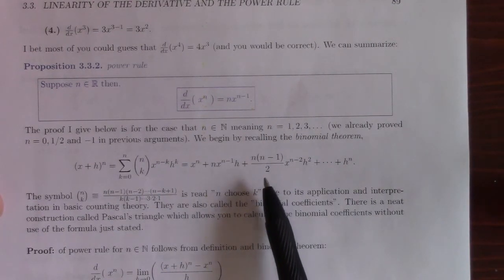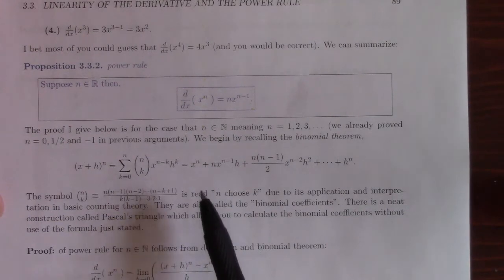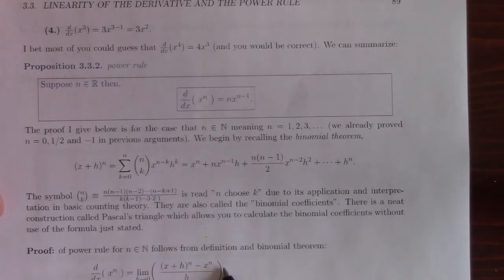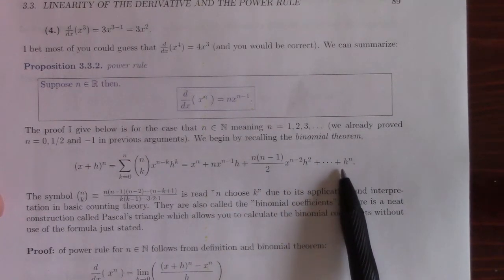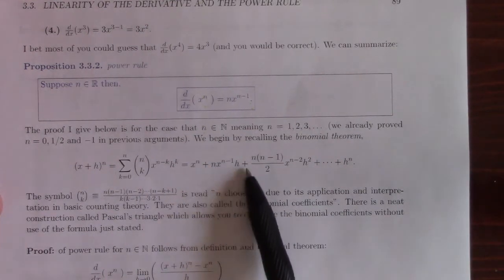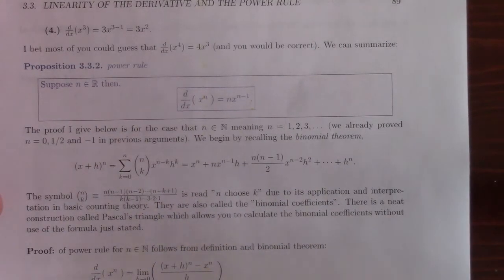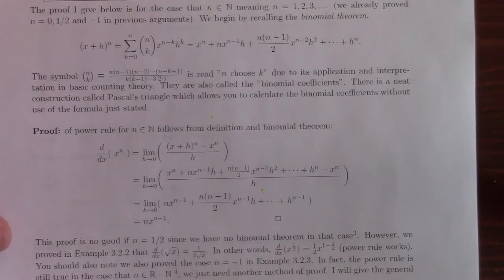So essentially when you take (x plus h) to the n minus x to the n, first of all you're going to cancel out the x to the n term. And second of all, everything that's got h squared or higher is going to limit to 0, because after it divides out the h, there's still at least one h left, which limits to 0. So the only thing that survives this limit is this term right here, n x to the n minus 1 times h. And so that's essentially the proof of the power rule by the binomial theorem.